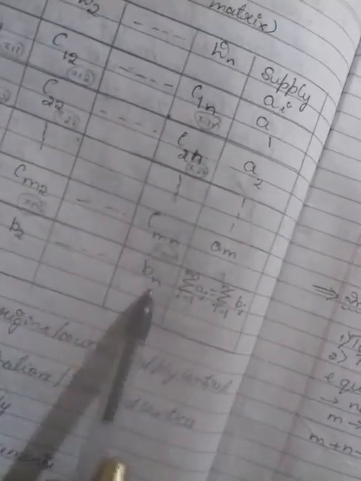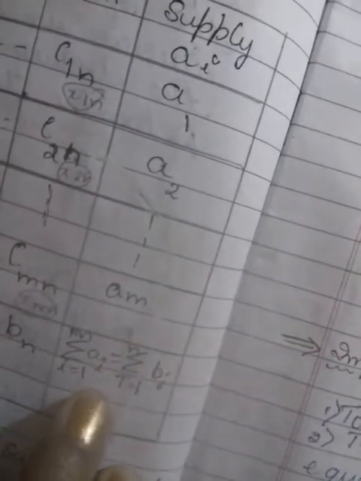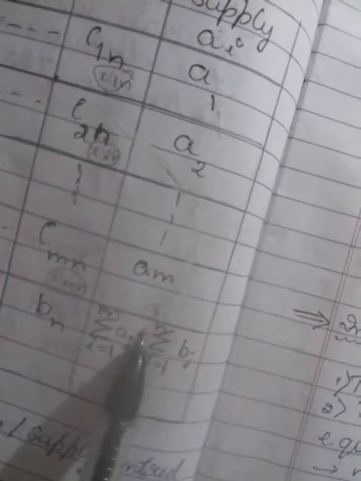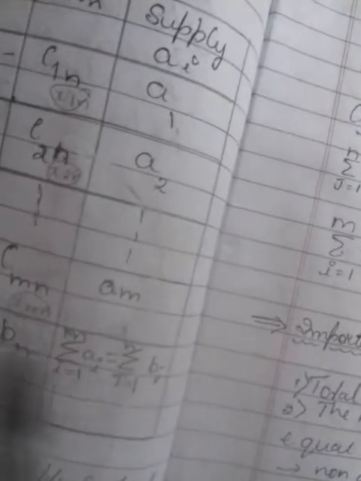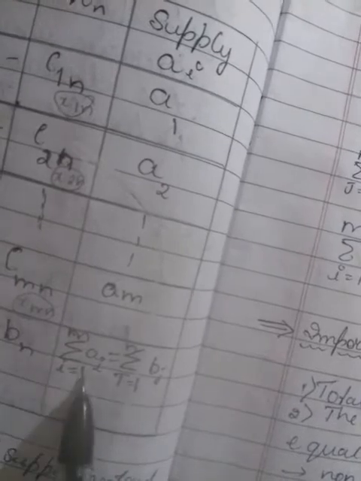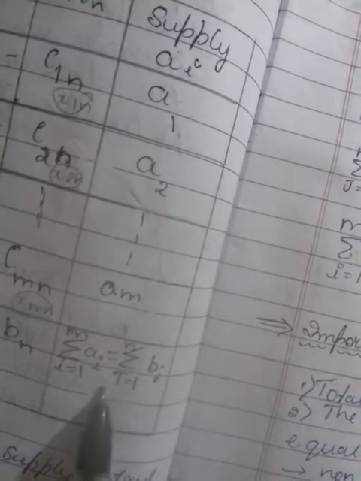If you add the demand values and add your supply, you should get the same answer. Summation of Ai is equal to summation of Bj, where i is equal to 1 to m and j is equal to 1 to n. Is it clear? The summation of supply equals the summation of demand. That is given in terms of symbols: summation of Ai is equal to summation of Bj. And this is the cell matrix.